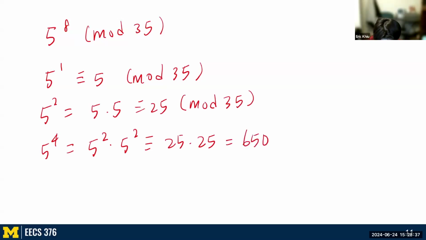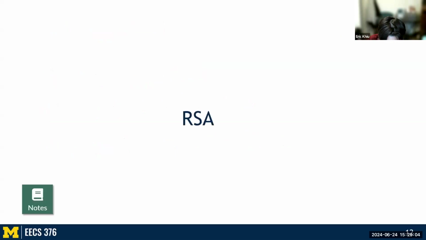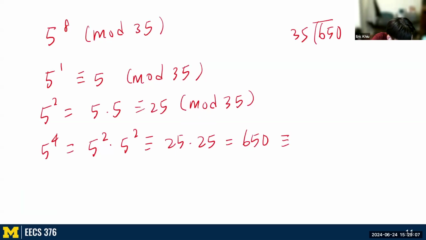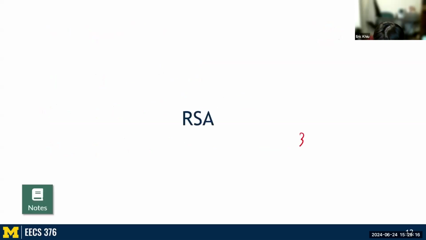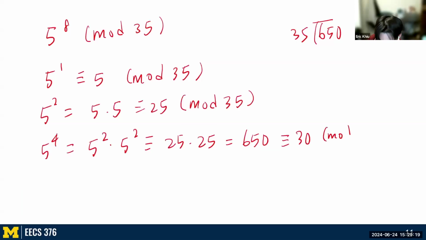And this is equivalent to, okay, this is why for my cheat sheet for my final exam, I actually have the multiplication table on my cheat sheet for 35. So let's just do this quick math. 650 divided by 35. Okay, so this is gonna be 30 in mod 35.